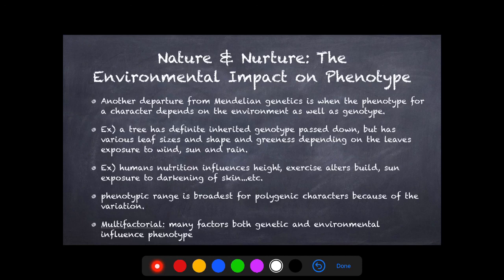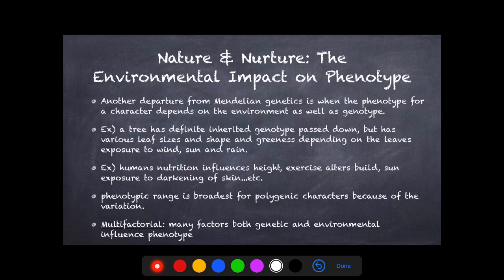Nature and nurture. So another thing that kind of takes us away from Mendelian genetics is when the phenotype for a character depends on the environment, as well as the genotype, so what's in the genes. So for example, if I have an oak tree, obviously it's an oak tree because both of its parents were oak trees, right? So it's going to have a genotype that says it is an oak tree.